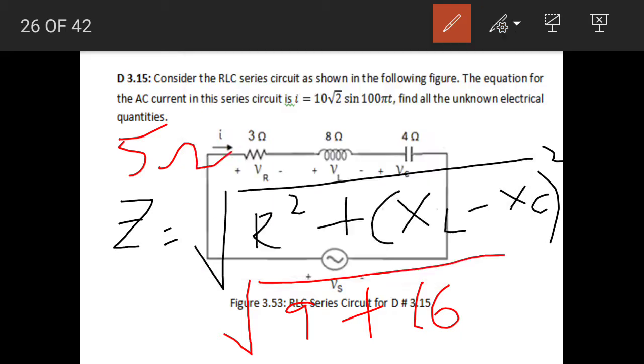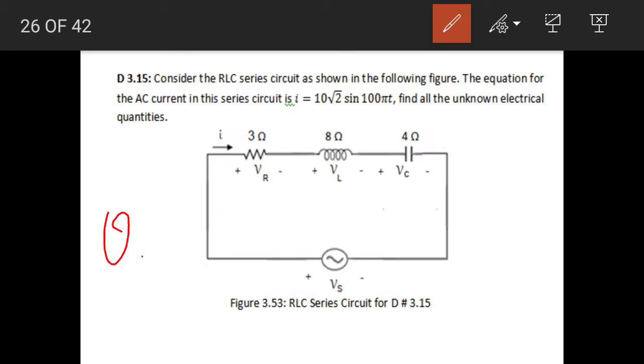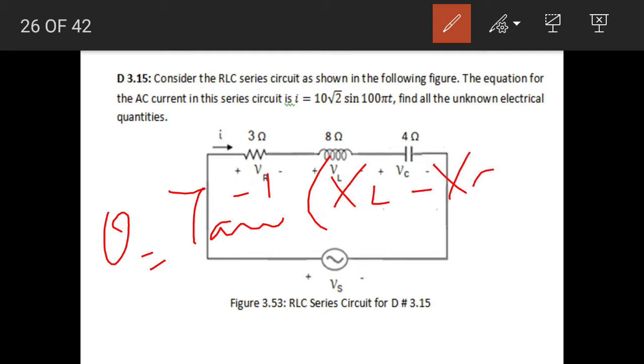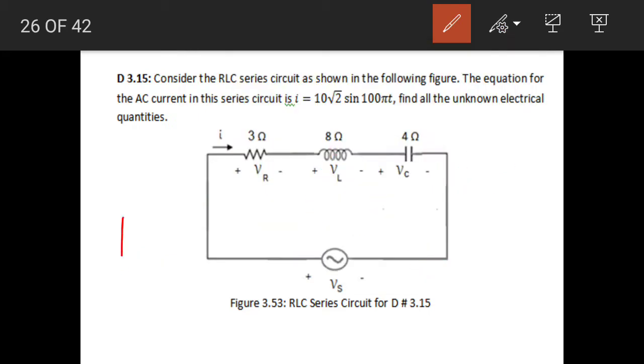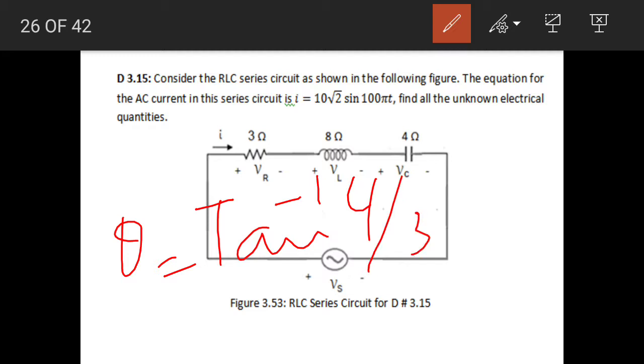Similarly, we calculate theta. Theta will be equal to tangent inverse XL minus XC divided by R. XL minus XC, the net reactance of this series combination, is 4. So theta will be equal to tangent inverse 4 by 3, which is 53.1 degree. So this is the value of theta.